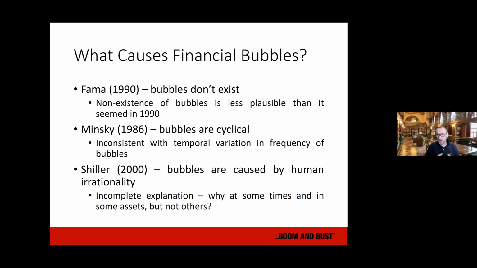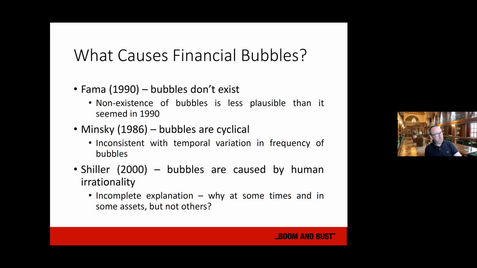And then there's the famous view of Nobel Prize winner Robert Shiller: bubbles are caused by human irrationality. We've got all of these psychological biases that drive our behaviors. However, for us, this is a rather incomplete explanation. Why do you get bubbles sometimes in some assets, but not others?